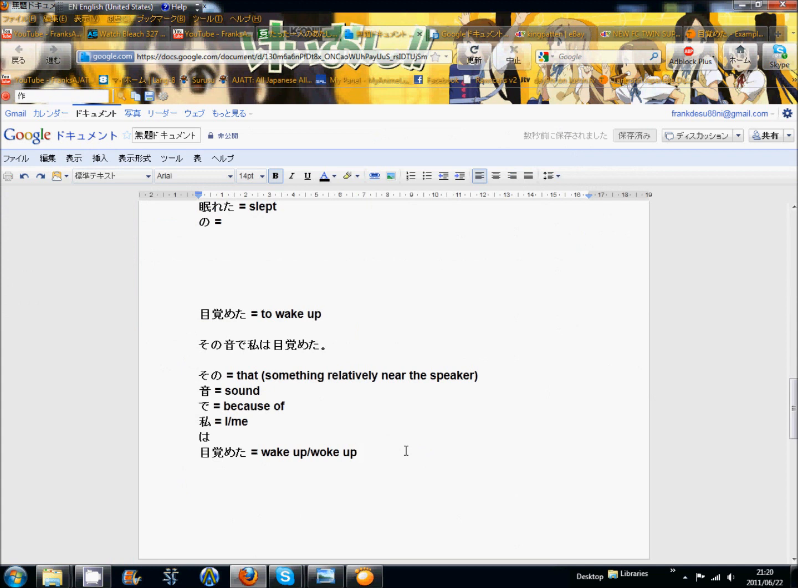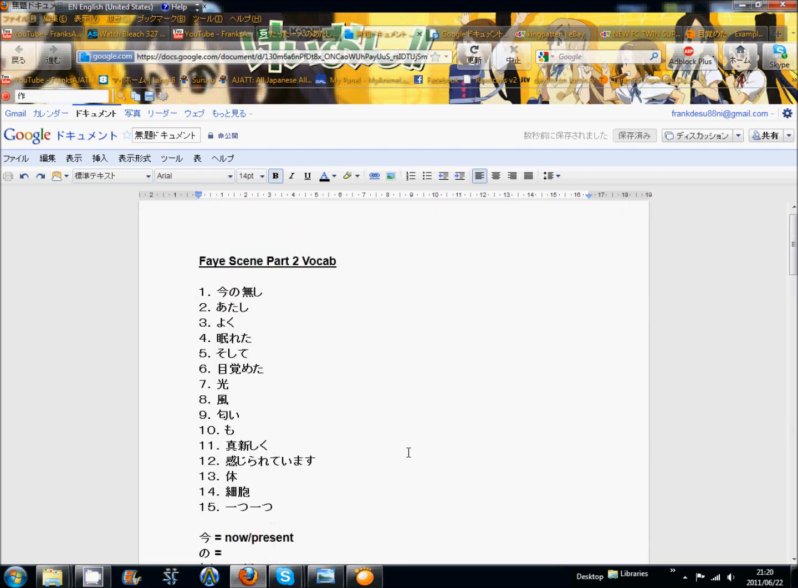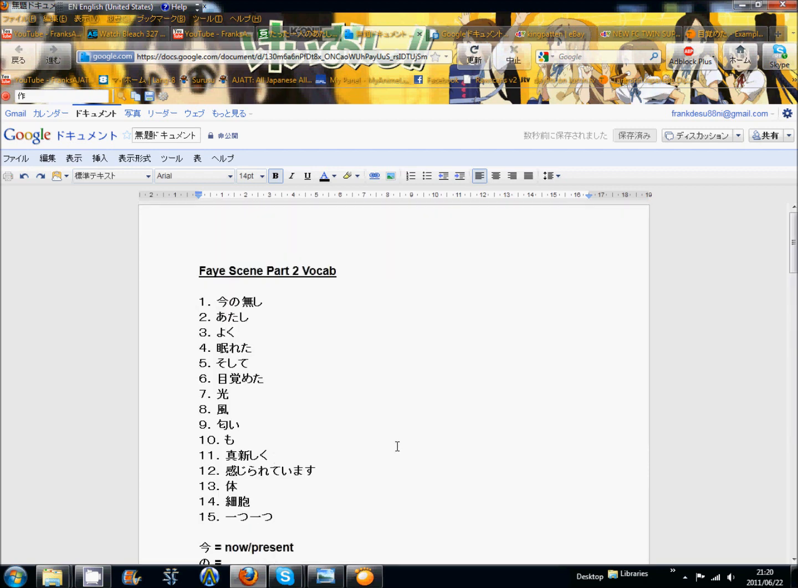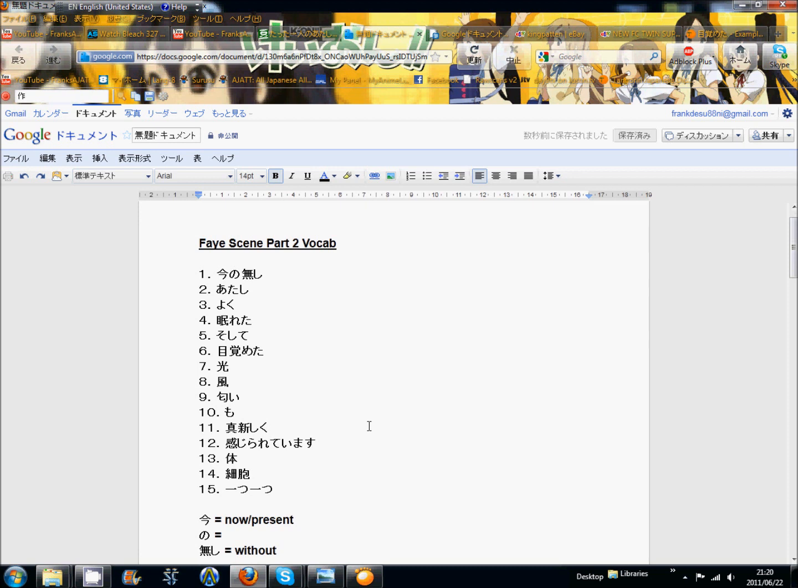All right. So, moving on, we are looking at these guys here, 7, 8, and 9, which is Hikari, Kaze, and Nioi. Now, the way it's used in the scene is she basically just mentions them. She doesn't actually use them very much. It's literally just mentioned, almost like on a list.